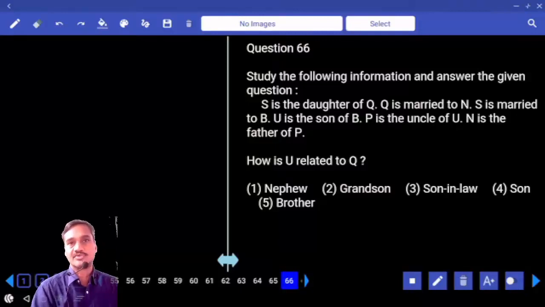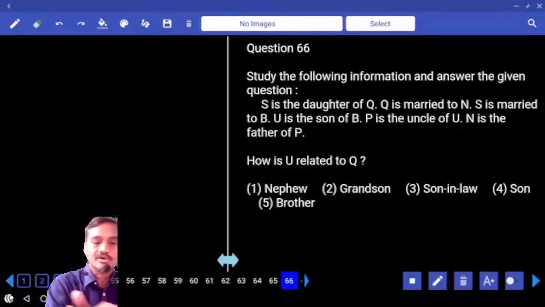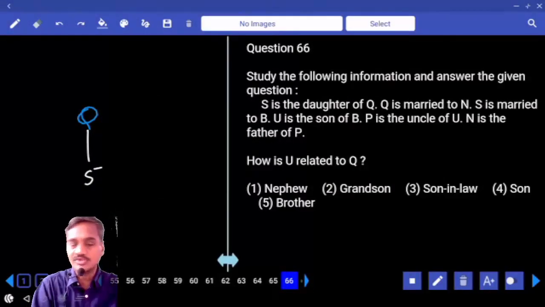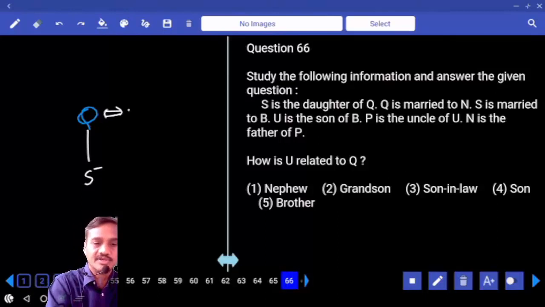S is the daughter of Q. How to represent this one? Now Q is here and S is here. Now S is the daughter of Q and Q is married to N. Q and N are a married couple and S is married to B. Again, S and B are a married couple.